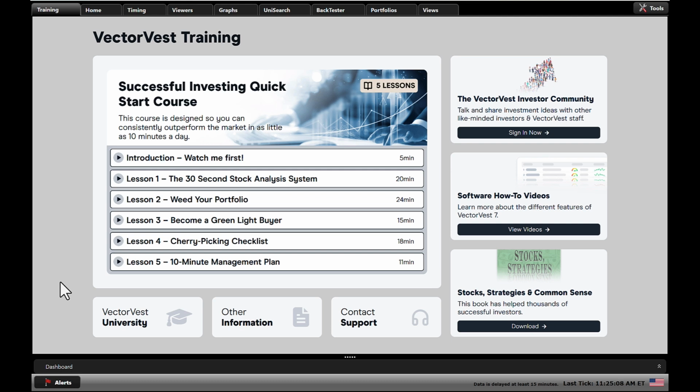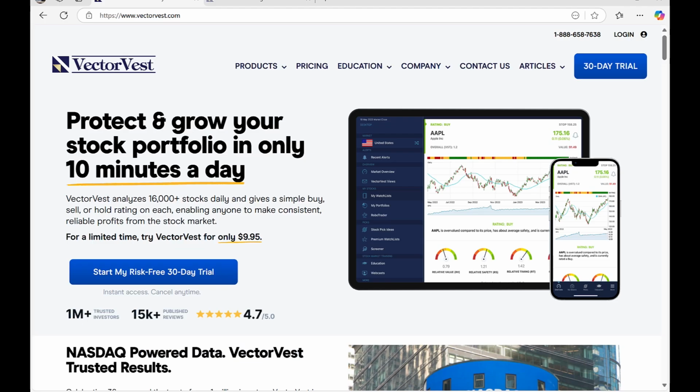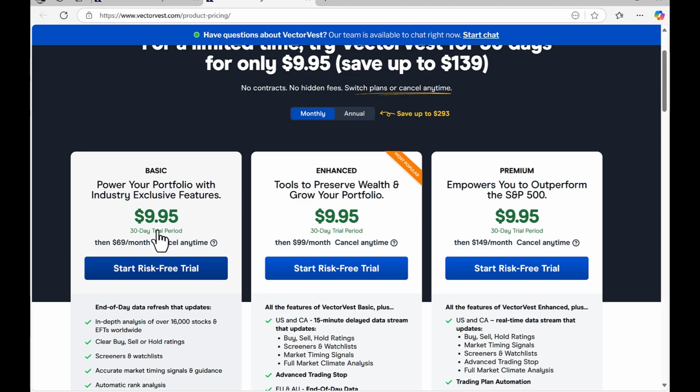So there are a lot of resources around this platform to help you dive in and get the most out of it. So with that, I want to talk a little bit about how much VectorVest costs. VectorVest offers a $9.95 trial for 30 days. I highly recommend taking advantage of this trial. It's a really great chance to try out the system, find your way around VectorVest, use all those resources, and figure out if this system is right for you before signing up for a more expensive paid plan.